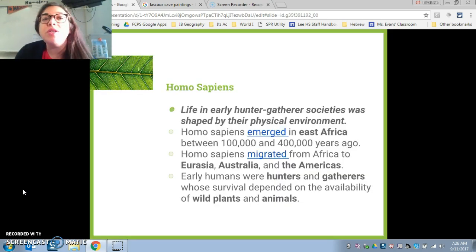So when we talk about the earliest peoples, or Homo sapiens, that's our species, we're talking about a species that emerged in East Africa a long time ago, and then began to migrate all throughout the world, and eventually peopled the entire earth. These people were reliant on the plants and animals that they found in order to survive, and they were on the move. They didn't have permanent homes. They were nomads.